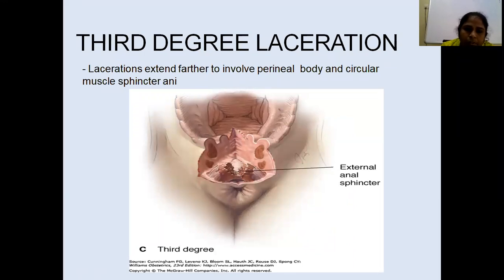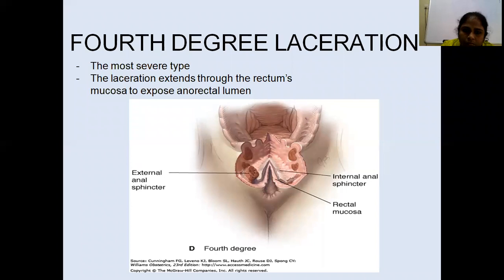Why this is important: anal sphincter involvement, if not corrected, means the patient will have a rectovaginal fistula. There will be passage of fecal matter through the vagina if this is not corrected later on. Fourth degree laceration is the most severe type. The laceration extends through the rectum. Here, see, almost the rectum is totally opened.